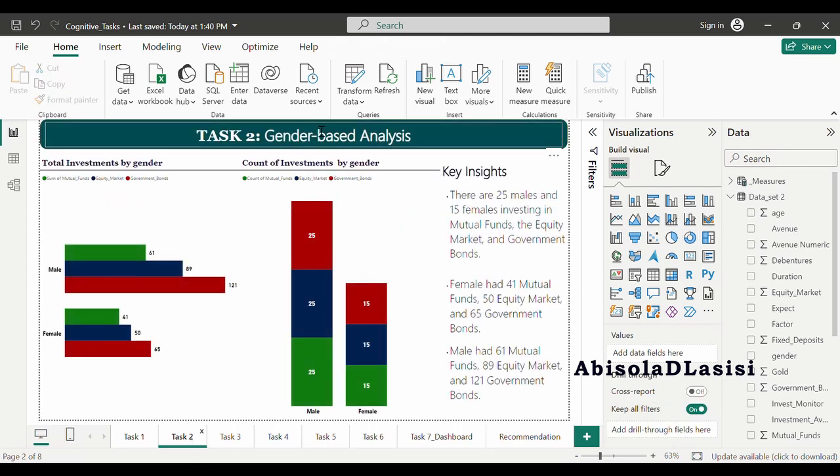Task 2 is to find the gender-based analysis. Here we can see the total investment by gender. In the investment we have the mutual funds, we have the equity market, we have the gender base. You can see the total investment by gender. We have the count of investment by gender.